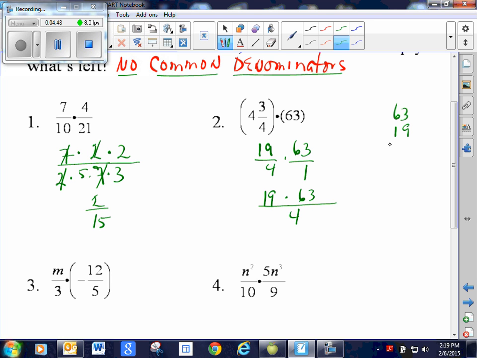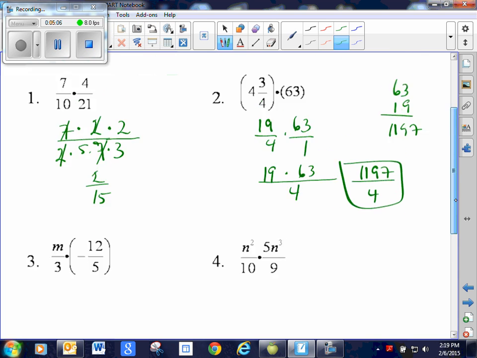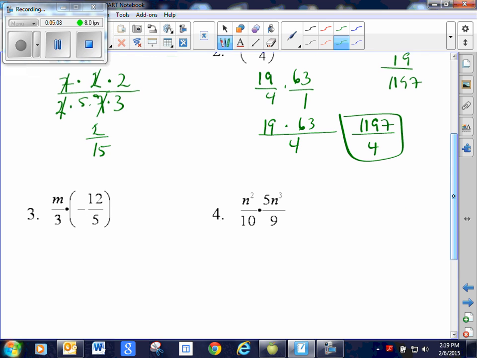Let's see, so 63 times 19 is 1197. So this is 1197 over 4, and that's your answer. You're done. You don't have to change it into a mixed number for me. Okay, let's keep going. We'll throw some variables in here.